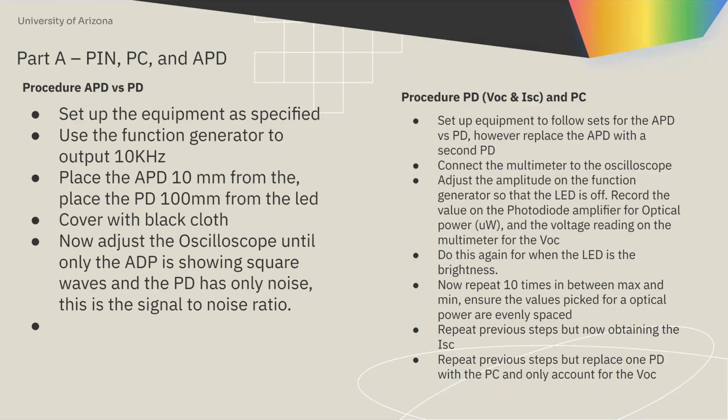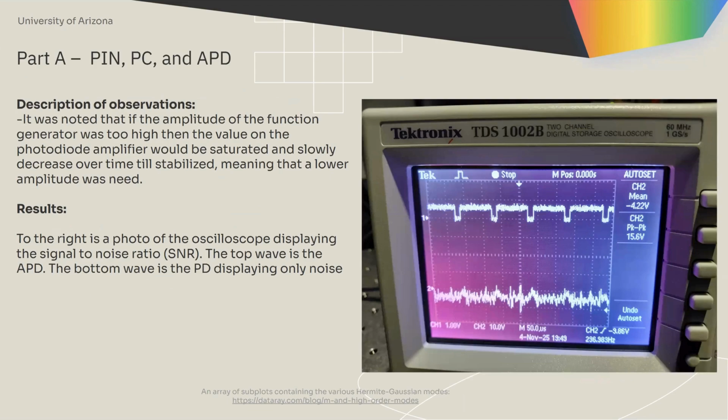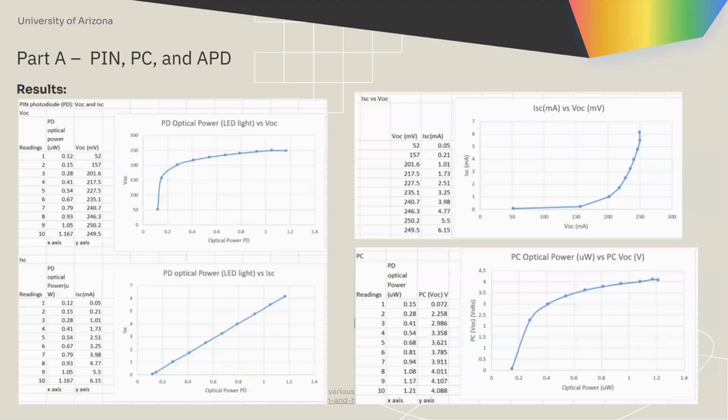All right, so the procedure, you can pause the video and take a look at this, but if not, we'll be moving on. All right, so description of observation. Our result was that we're supposed to get the signal to noise ratio, and what we did is that we modified the oscilloscope in order to modify the amplitude. To get the signal to noise ratio, we had to get the bottom wave to be noise and the top wave to be square waves. And then once we did that, that's when we knew we got the signal ratio.